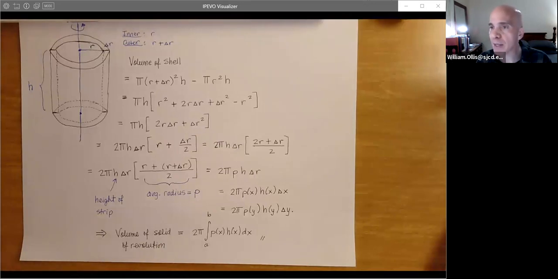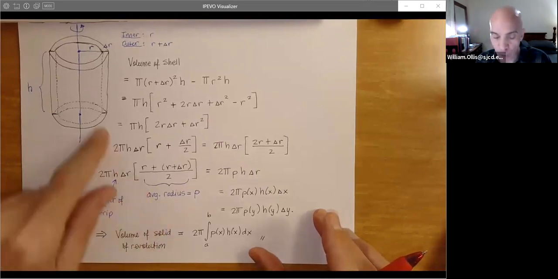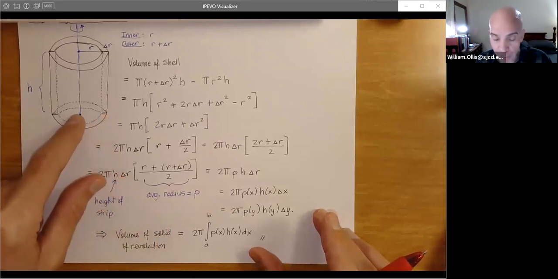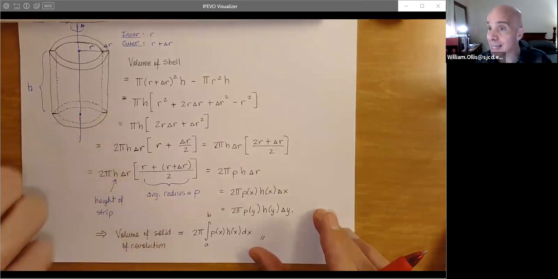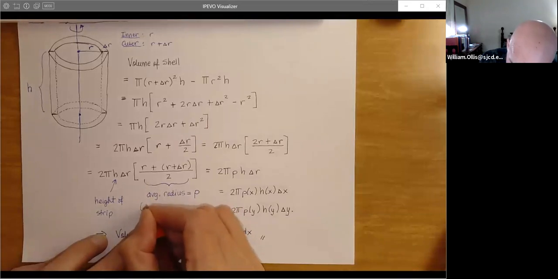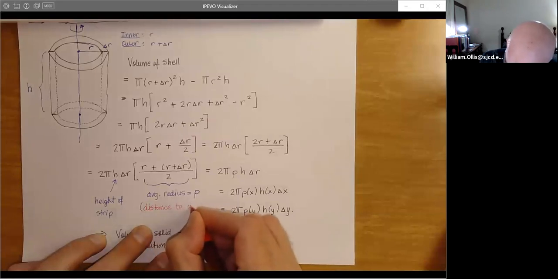And one thing that makes it a little bit easier is that you can think of this as the distance to the axis of revolution. Like if you think of this as a strip here, we can think of the p, or the average radius, as just basically being the distance to the axis of revolution. So I'm going to write that in: distance to axis of revolution.